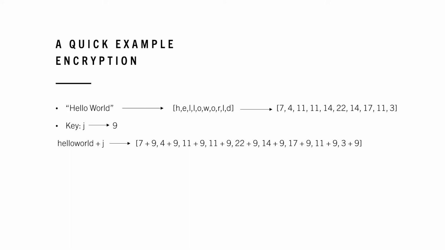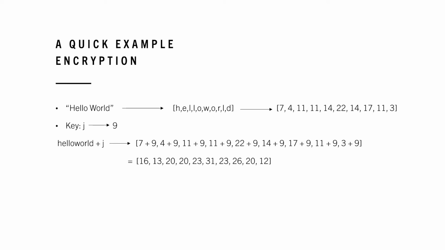So the first letter, for instance, is 7, so we add number 9 to 7, we add 9 to 4, and we add this 9 to all the elements in the previous list. So for example, 7 plus 9 is 16, 4 plus 9 is 13, 11 plus 9 is 20, and we get this new list. Now notice we have this number 31 in the middle of the list. That number 31 is greater than 26. It doesn't really correspond to any letter in the mapping that we used in the previous slide.